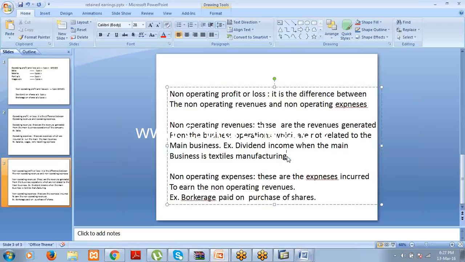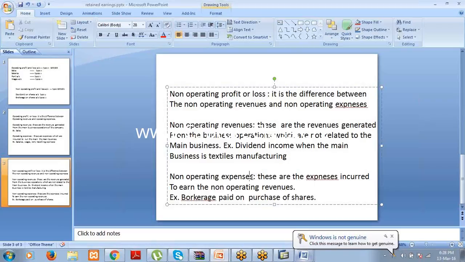Your main business is textiles manufacturing. But because we are having some funds, we have purchased the shares. That's why this is called non-operating revenue. Suppose if your main business itself is making the investments in other companies, like Warren Buffett, then dividend income is called operating revenue. I hope everybody has got my point. That's how you have to decide. That's how you have to differentiate between operating and non-operating.